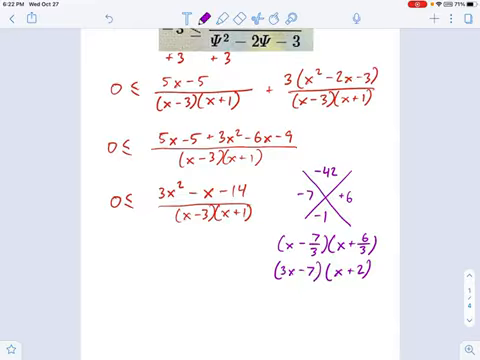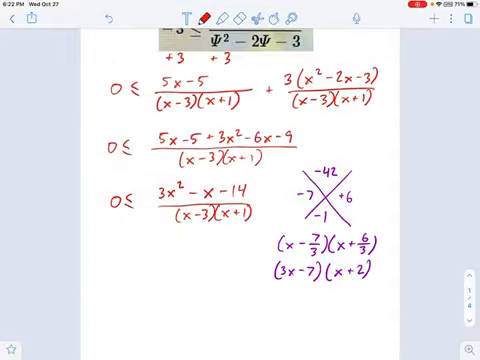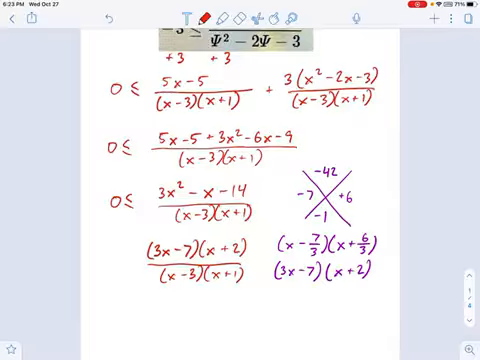However you do your factoring is fine if you can get yourself to this answer. There are a bunch of different techniques we've talked about in class. But the result is I get 3x minus 7 times x plus 2 on the top, and on the bottom I have x minus 3 and x plus 1. And that whole factored rational is greater than or equal to 0.